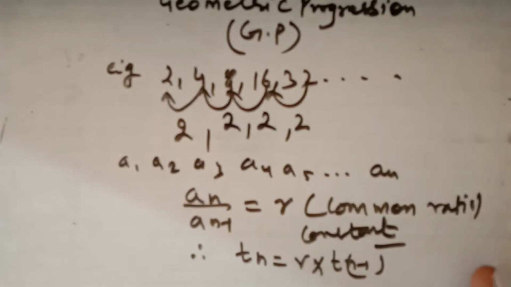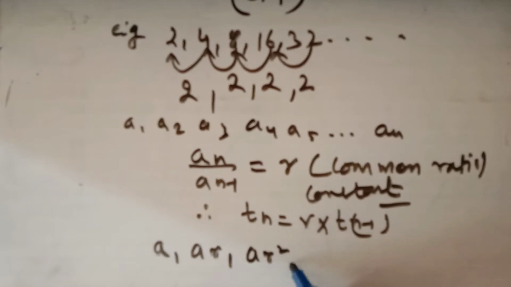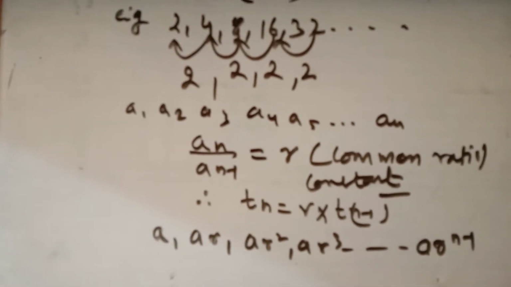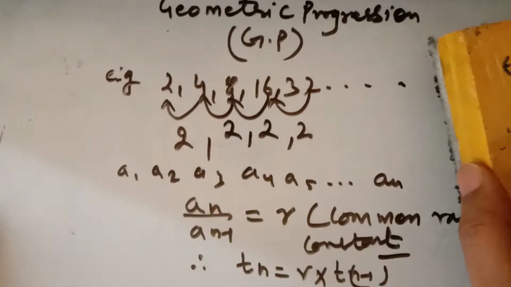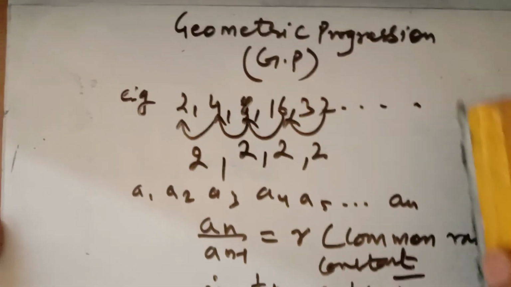And this is the example of geometric progression I have just taken. Generally the first term is denoted by a, the next term will be ar, the next term will be ar square, the next will be ar cube, up to ar raised to power n minus 1. This is the general representation of a geometric progression, where a is the first term and r is the common ratio. So that is the general representation of a GP, and the definition of GP, the common ratio and the first term.